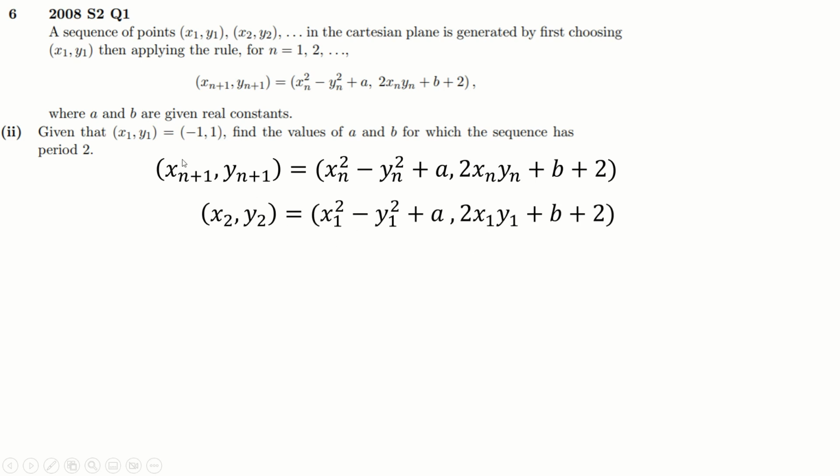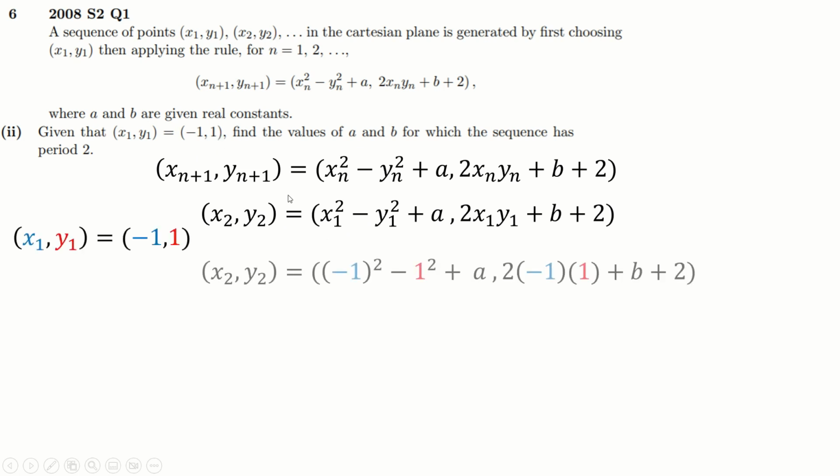Well, we can put in x1, y1, because we're told those are these this time. So it's kind of backwards from what we were doing last time, but we're told that. Now, this very nicely becomes 1 minus 1 plus a, which is just going to be a, right? And this also becomes a minus 2 plus 2, so it's just b. So that's very nice of it. So now we know the second term.